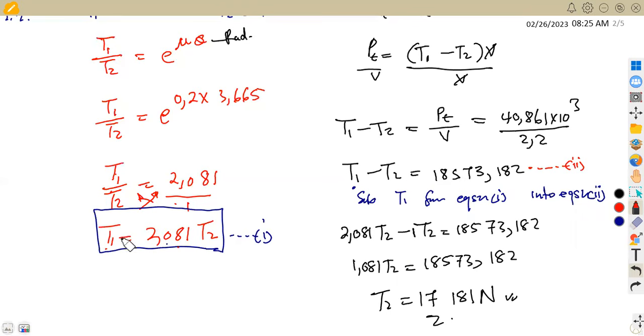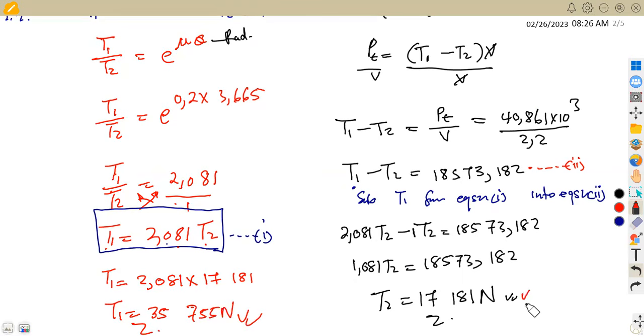To find T1, since here we wrote that T1 is equal to 2.081 T2, our T1 is going to be 2.081 times T2, which is the one that we got here, 17,181. If we multiply these two, we shall obtain our T1, which is going to be something like 35,755 Newton. So this is your T1 and that's your T2.